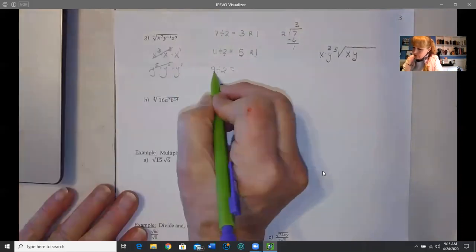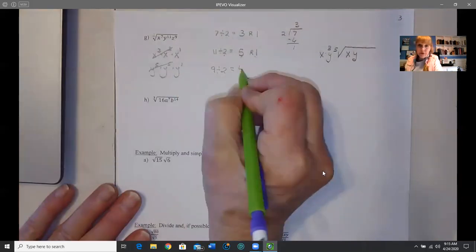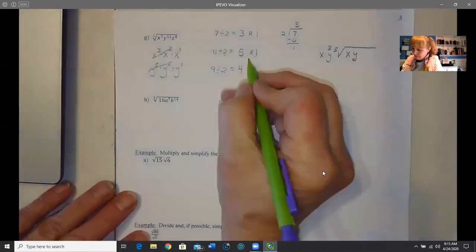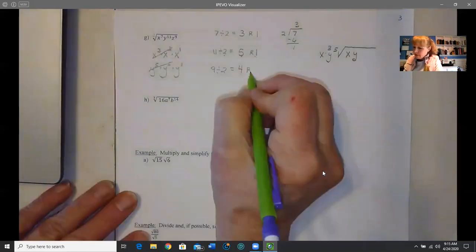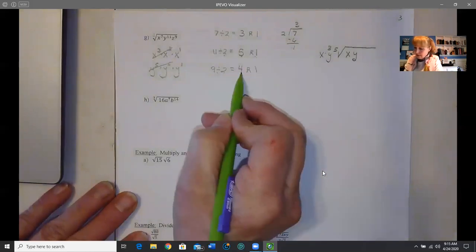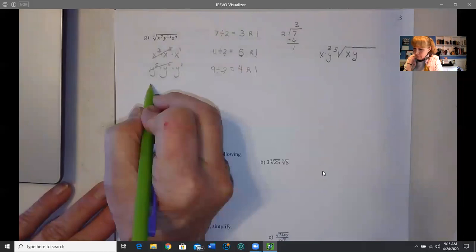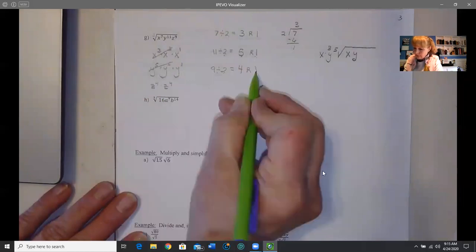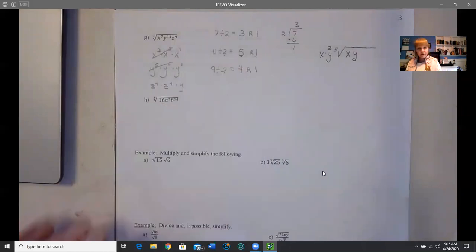9 divided by 2 is 4. Okay, that gives you 8, right? 2 times 4 is 8, but I still have a remainder of 1. This tells me I have 2 groups of 4 of z to the 4th, z to the 4th times z to the 4th, and I have 1 left over.